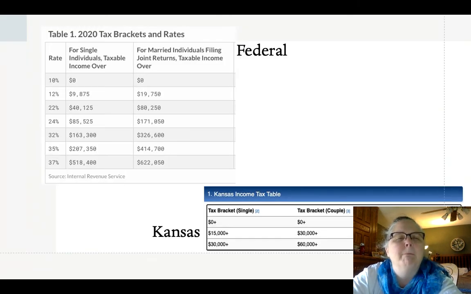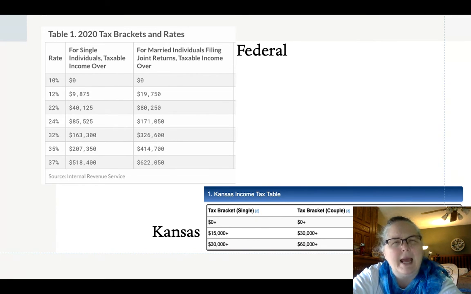Okay. Now, I'm going to point out that this is a fairly progressive structure. As I said earlier, there's 7 brackets. We also have state taxes. This is the federal one that we looked at before, and now we look at the state tax for Kansas, for example. We'll see that there are 3 brackets. Now, that is actually up from 2 that we had under the Brownback tax experiment.